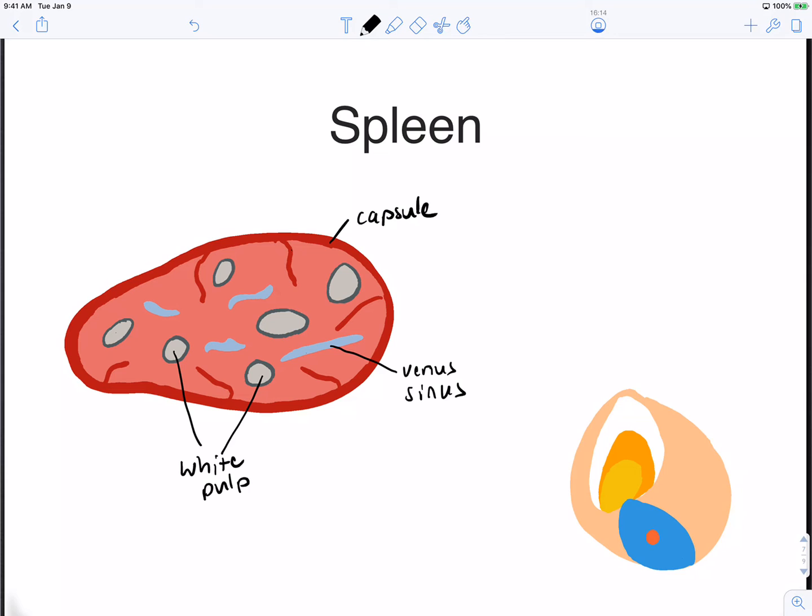Surrounding the white pulp, you're going to have red pulp. And within the red pulp are primarily going to be red blood cells as well as macrophages. This is where dying and dead red blood cells go, and the macrophages will remove them. Remember, macrophages help to maintain homeostasis, and one way to do that is to remove dead and dying red blood cells. You have also the trabeculum.